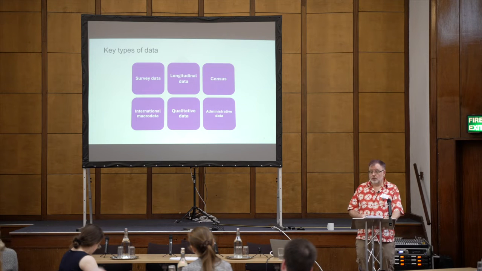We've got a variety of types of data in the service. We have lots of survey data and lots of longitudinal data. So survey data, things like Understanding Society that some of you have come across, Labour Force Survey, Family Resources Survey, and longitudinal studies, ones that record data about people over time. So things like the 1970 British Cohort Study and the Millennium Cohort Study, to name just two.